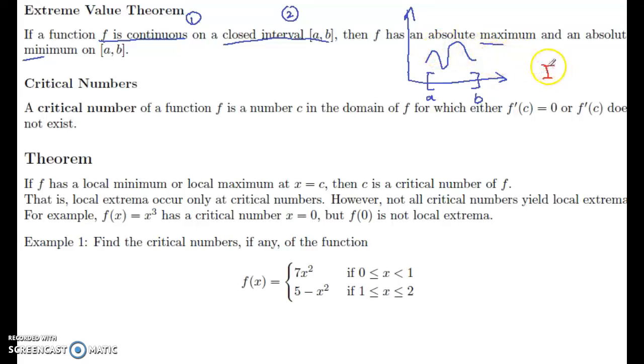On this interval I, which is [a, b], we definitely see the absolute minimum right here, the lowest point. So that is an absolute minimum. And the absolute maximum is the highest point right here. So that's an absolute maximum. You might see some local minimum or local maximum. What it is, if you look at an interval inside I.